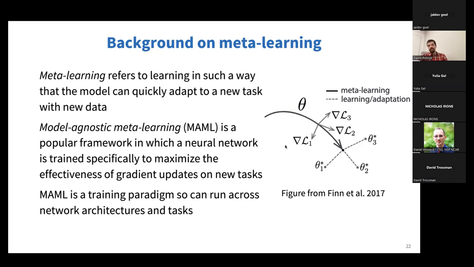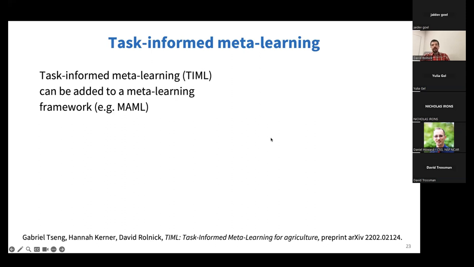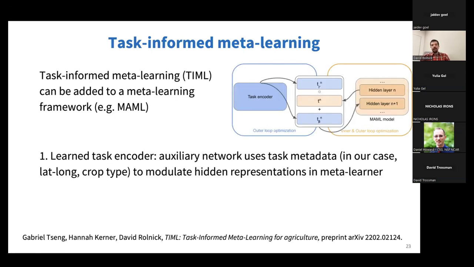It's very widely used in meta learning. So we build on top of MAML and introduce the task-informed meta learning paradigm. Here, task-informed meta learning can be added to a meta learning framework like MAML, and there are two components to it. First, we are trying to incorporate as much information about the task as possible. Remember, the goal is to adapt to new locations and new crop types. So we build in that information.